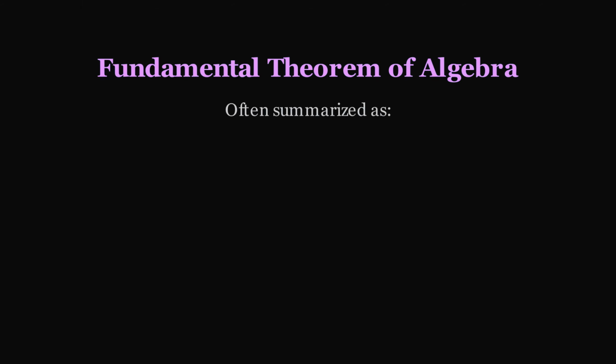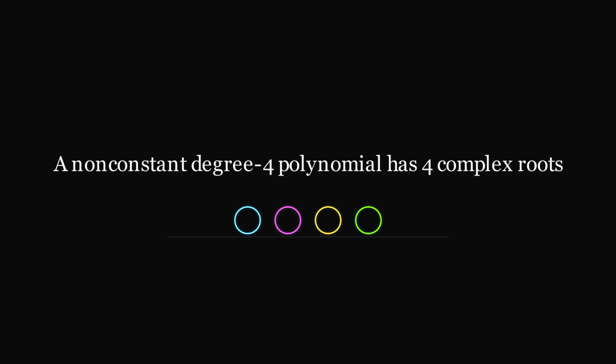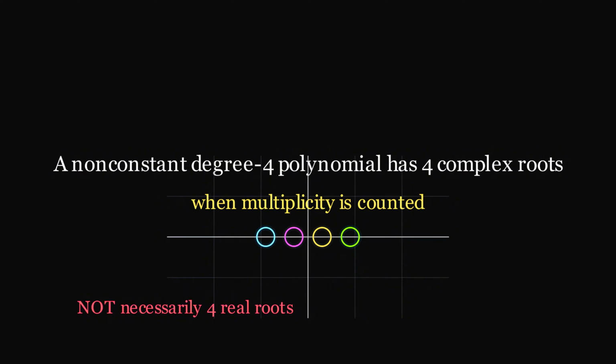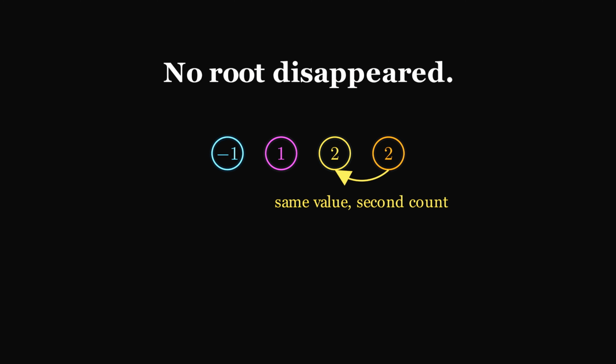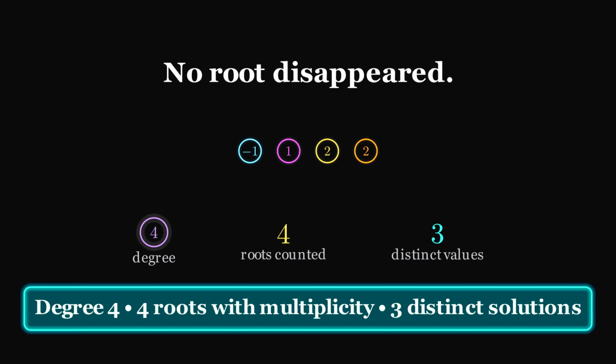The fundamental theorem of algebra is often summarized by saying that a degree 4 polynomial has 4 roots. The precise statement is that a non-constant degree 4 polynomial has 4 complex roots when multiplicity is counted. It does not promise 4 real roots, and it does not promise 4 distinct values, so no root has disappeared. One of the 4 counts is stacked on top of another at x = 2. The equation has 4 roots counted with multiplicity, but only 3 distinct solution values.